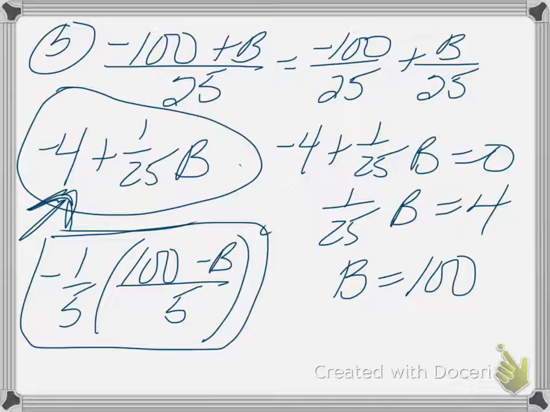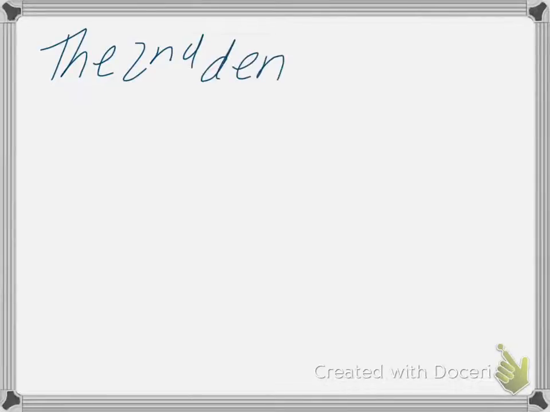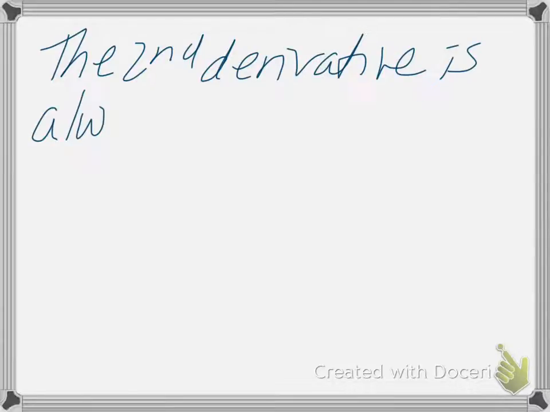And it also means that the second derivative is always going to be positive. So if the second derivative is positive, that means the function is always concave up. But if you look at the picture, it's concave up and then it goes concave down. So this is what you'd have to write. The second derivative is always positive.